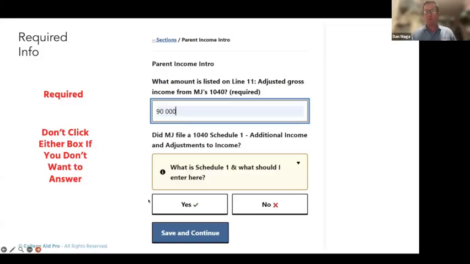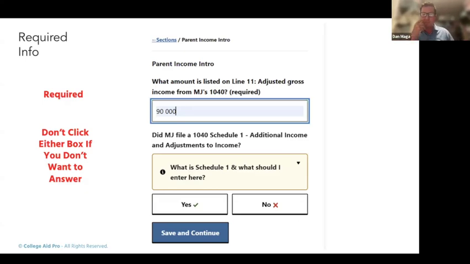Okay, you'll notice here in the form, I think this is critical when you're filling this out. What amount is listed on line 11, adjusted gross income for NJ's 1040 required? You have to answer this question. If it says required, you have to answer it. If you try and leave it blank and click save and continue, it won't let you do it. But not all these questions are required. I would say that only, I don't know, a quarter of them are required, would be my guess.